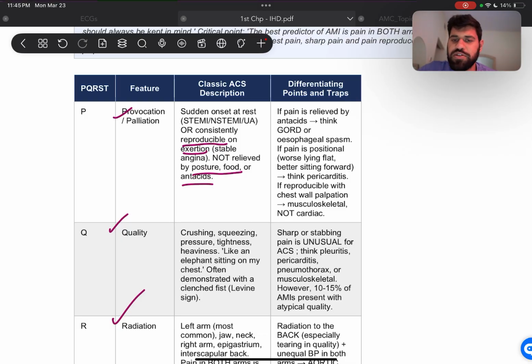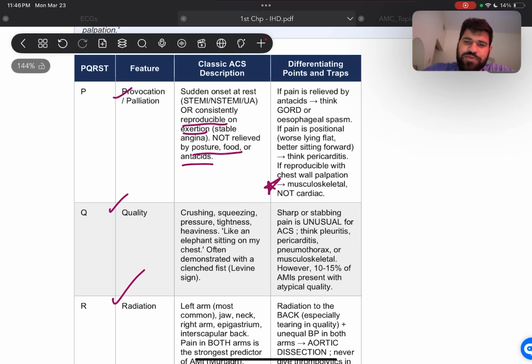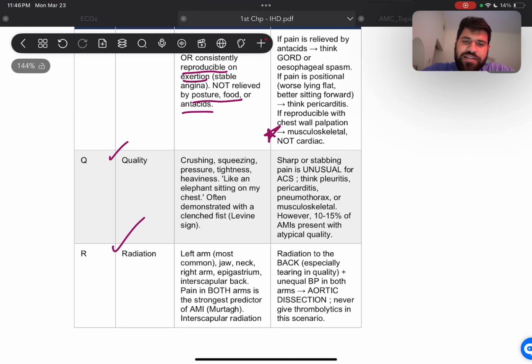So if pain is relieved by antacids, consider GERD or esophageal spasm. If pain is positional, then think pericarditis. If it's reproducible with just chest wall palpation, so if you're squeezing the chest muscles and there's a reproduction of this pain, then it's going to be musculoskeletal but not cardiac. And this is a very interesting one, because we had a patient come in. They had pain over the left chest. We did all tests. Everything was normal. Turns out he held the camera for too long and his muscle got sprained. So that was it. There was no need for doing all those tests.